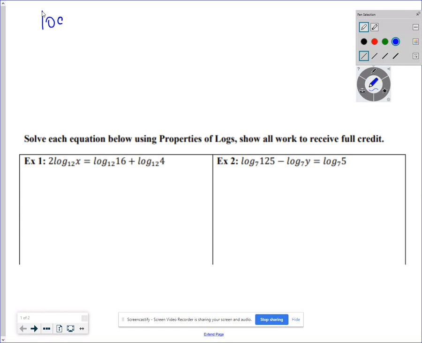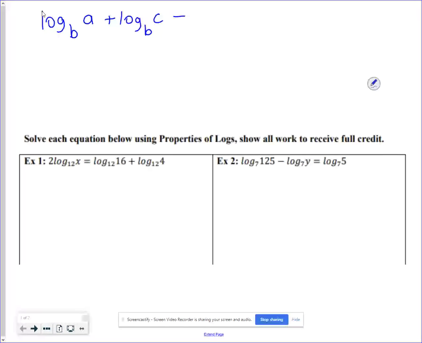said if you have log base b of a plus log base b of c, that's equal to log base b of a times c. So when you add two logarithms with the same base, you can write them as a single logarithm using multiplication.